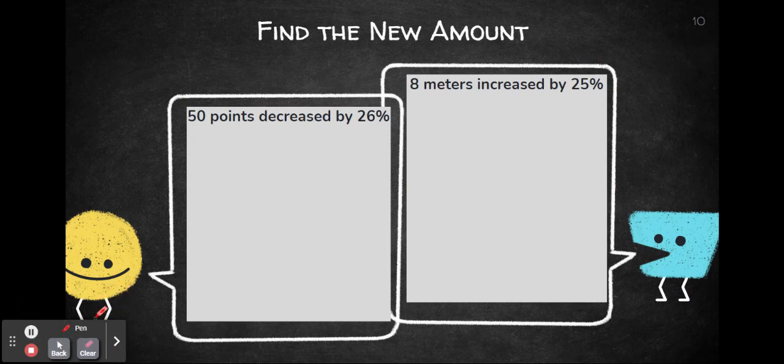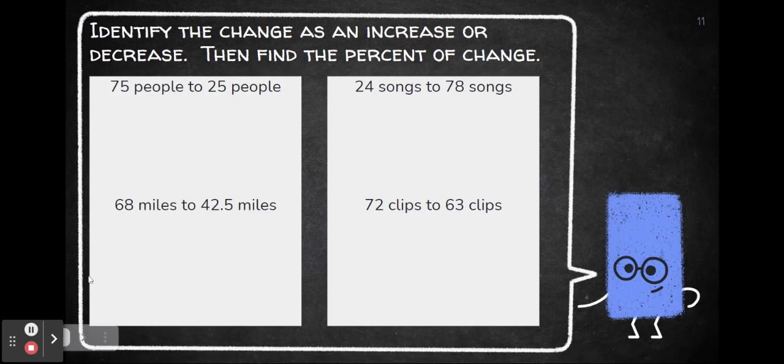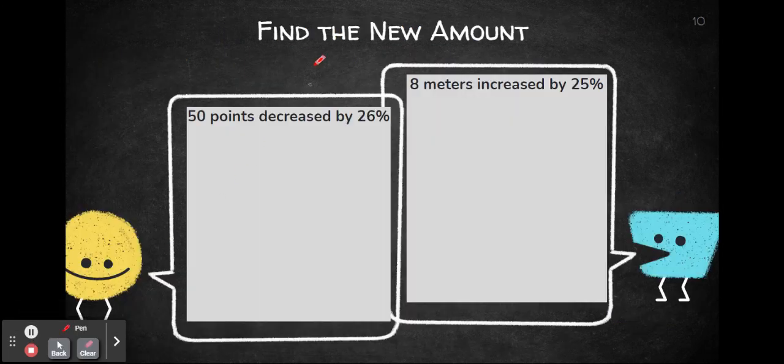Here are two more examples for us to try. We're finding the new amount. Here, since we know that the percent change is a percent decrease, the first thing that we're going to do is see what the percent change is.